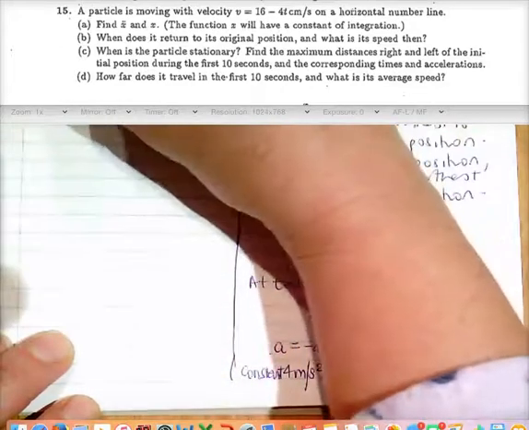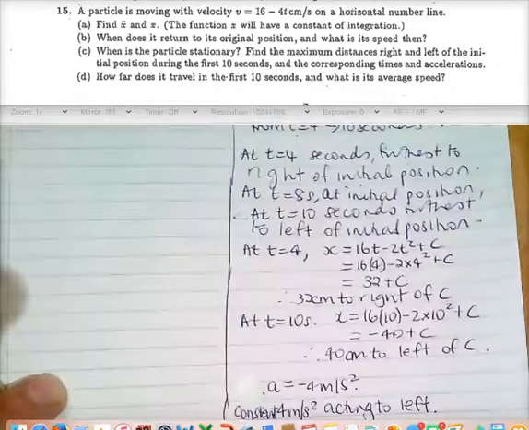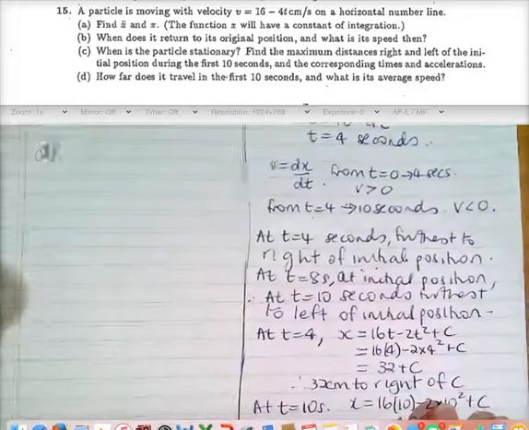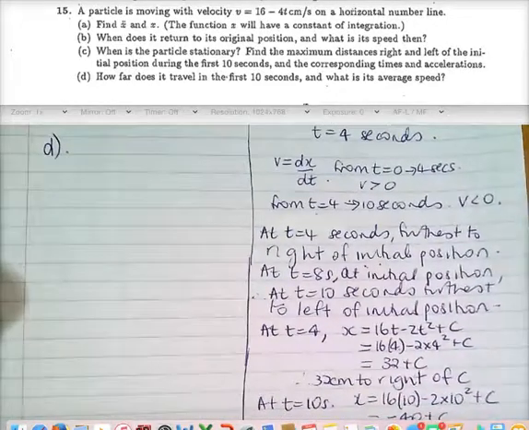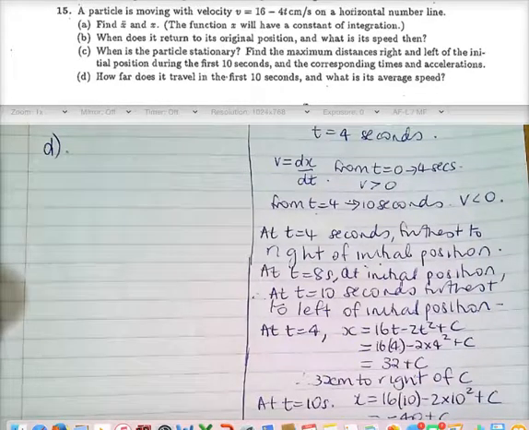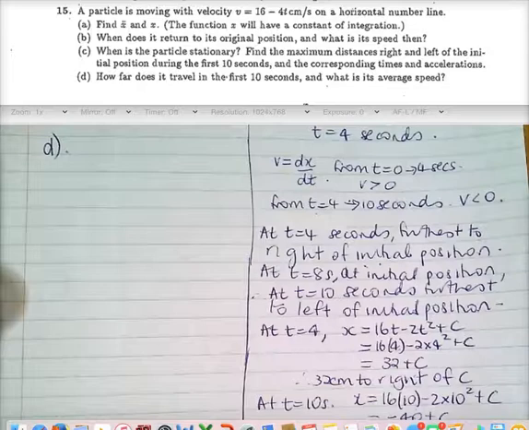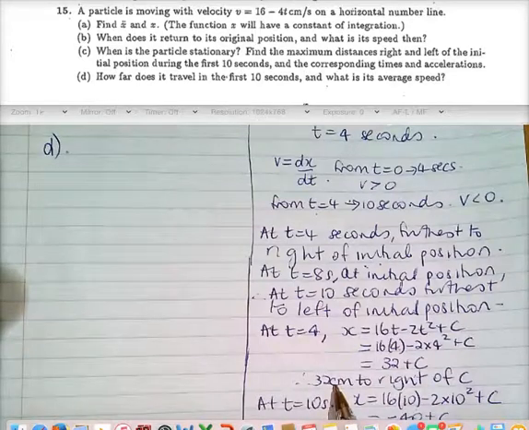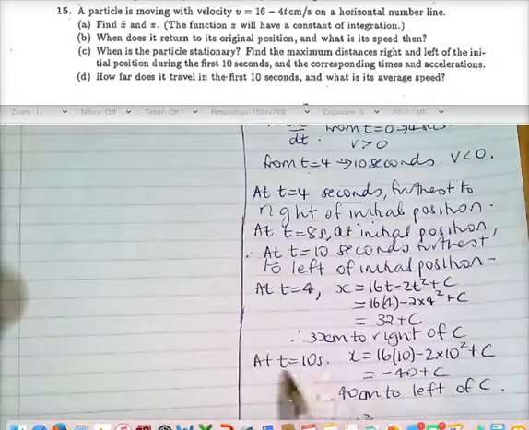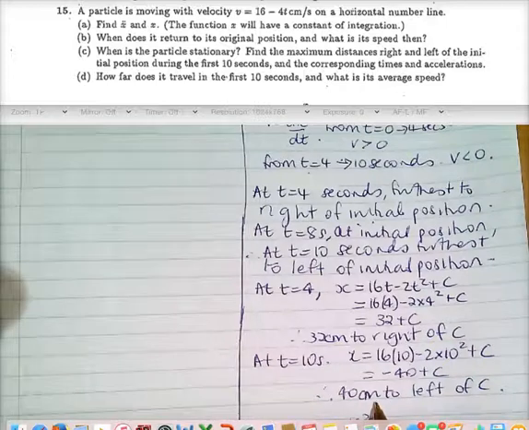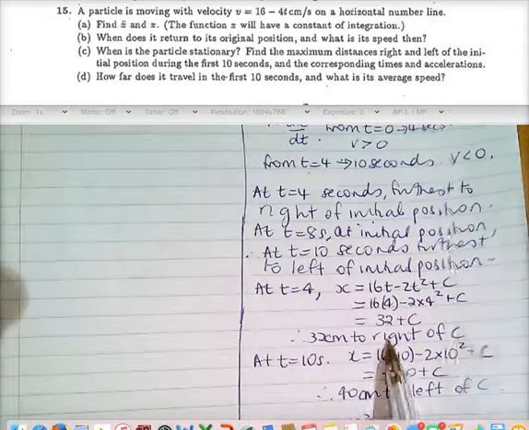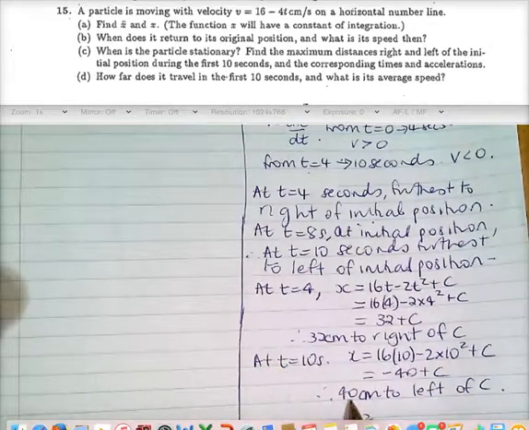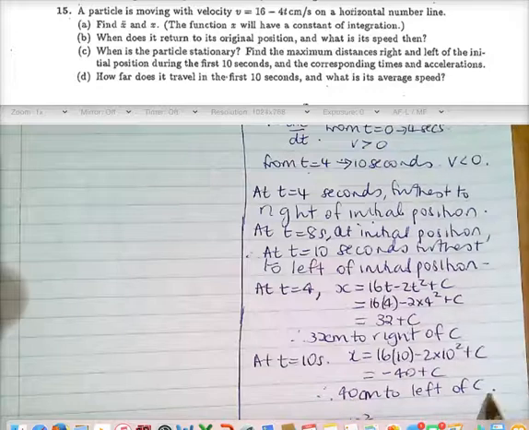And now for D, sorry, just a bit out of order on the page. It says how far does it travel in the first 10 seconds? Well, we've got a bit of a picture here. We know that at time equals 4, it's 32 centimeters to the right of C. At time equals 10, it's 40 centimeters to the left of C.